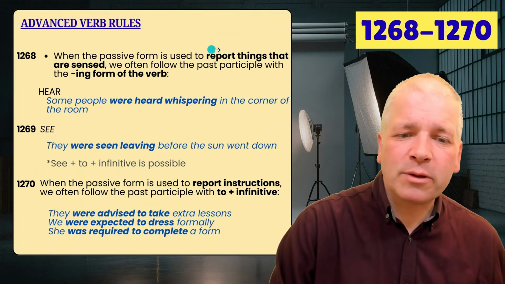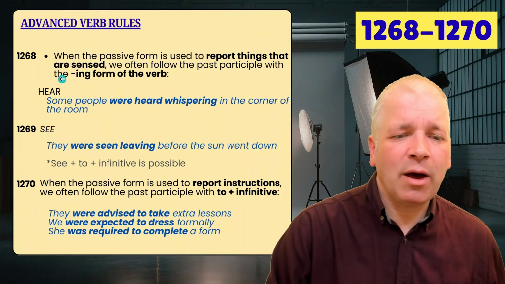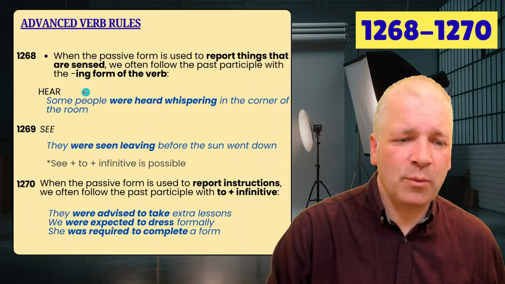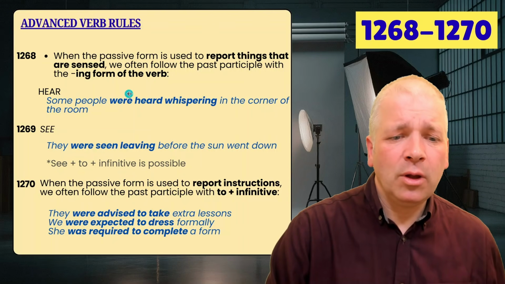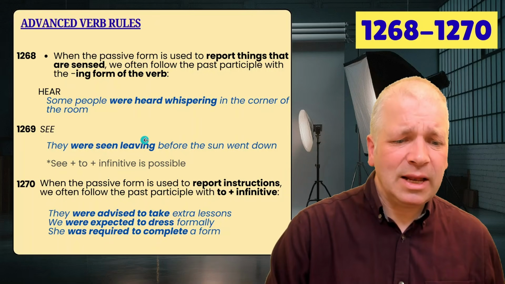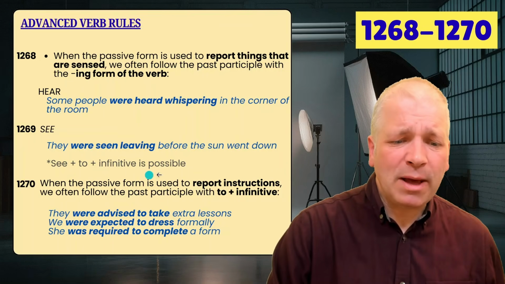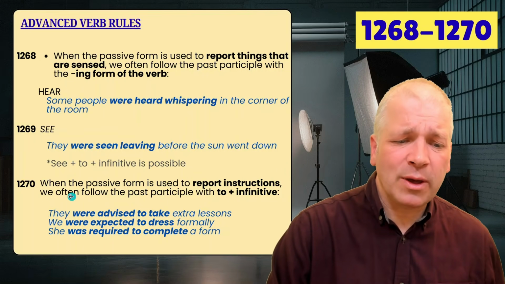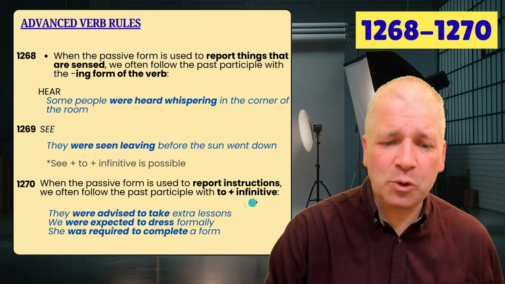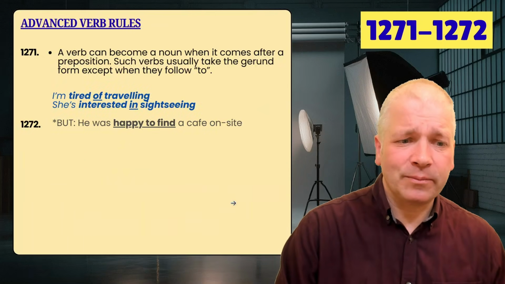When the passive form is used to report things that are sensed, we often follow the past participle with the ing form of the verb. So with hear, some people were heard whispering. With see, they were seen leaving. Now, see can be seen to leave. When the passive form is used to report instructions, we often use the past participle with to plus infinitive. They were advised to take extra lessons.